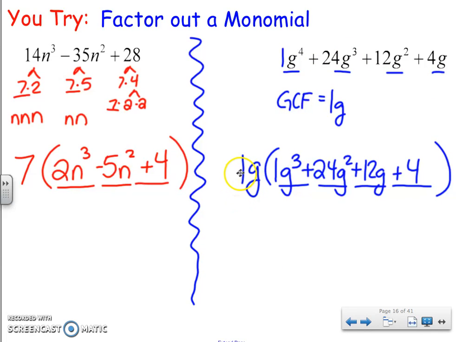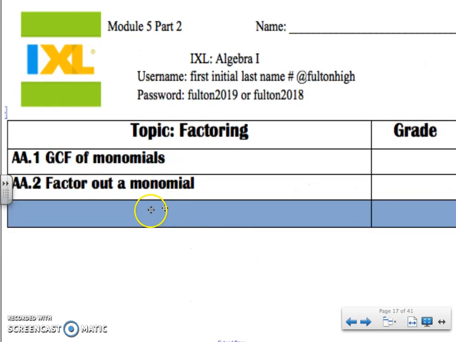Okay, so again, you don't have to write that 1. You could just have g on the outside and g cubed here as your final answer, but it's up to you how you would like to write it. Okay, so now you know how to factor out a monomial.